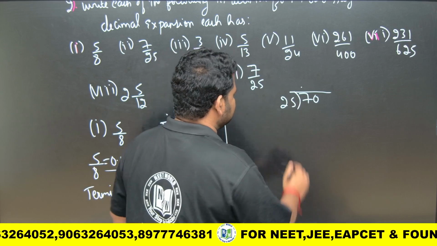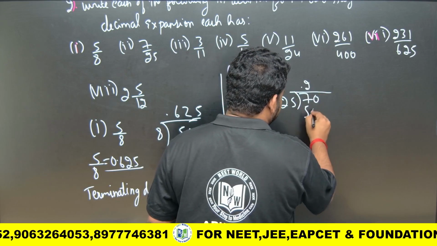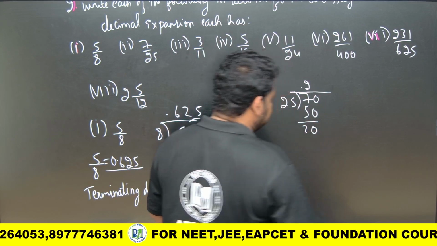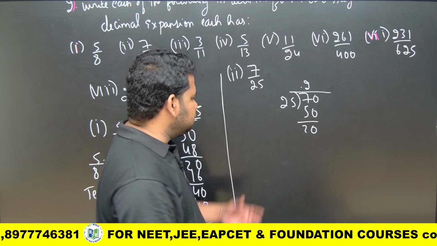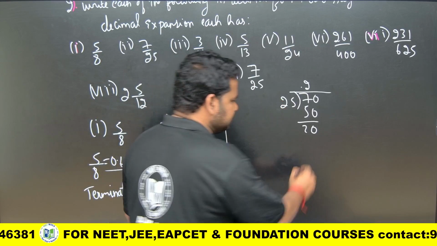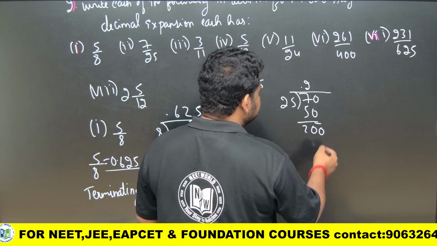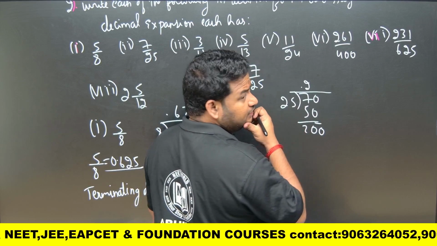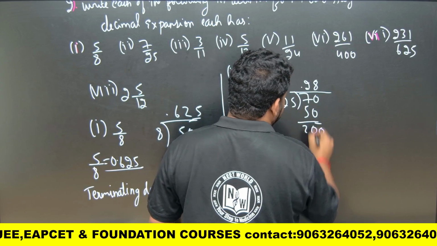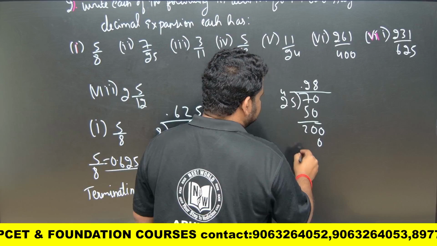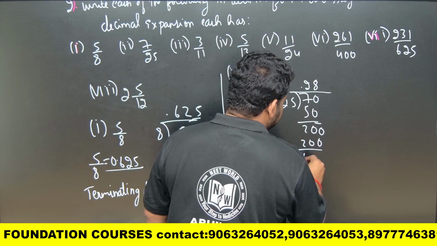25 into 2 is what? 50. So the remaining is 20. 20 is less than 25, so I should put 0 again. So 25 into how much is 200? You should know the tables I told you. 25 into 8. 8 5s are 40, 8 2s are 16, 16 plus 4 is 20. So I got 0 and 0.